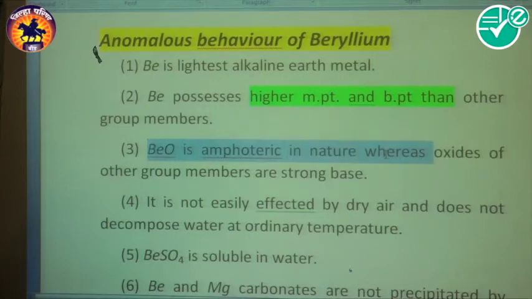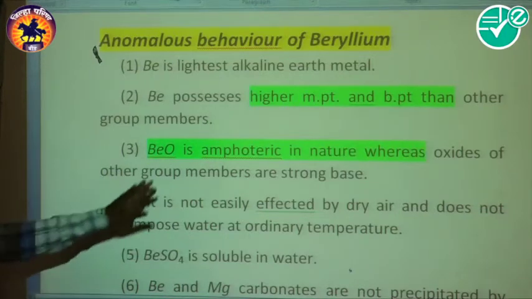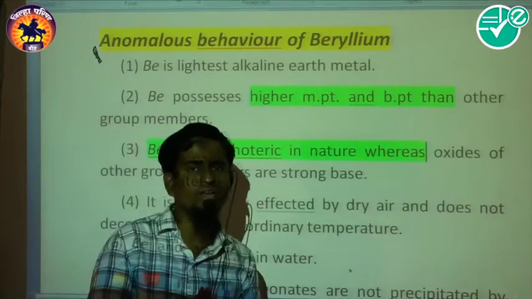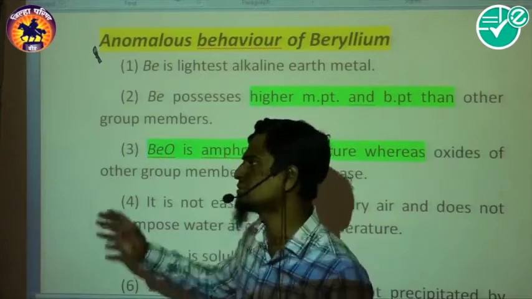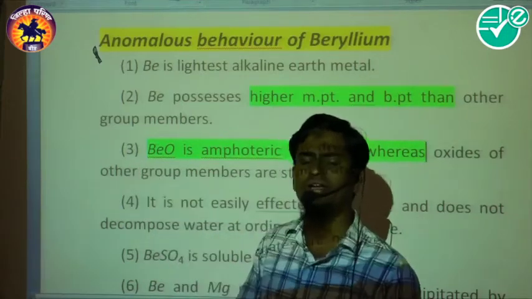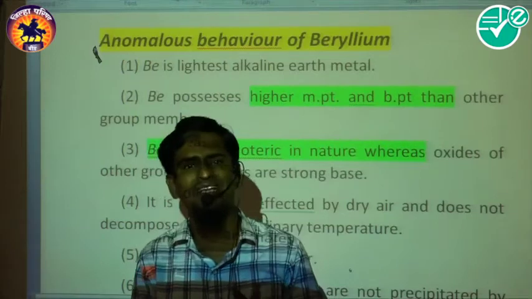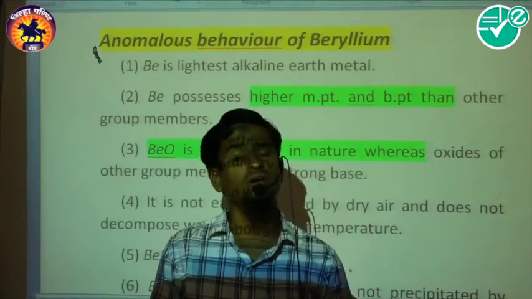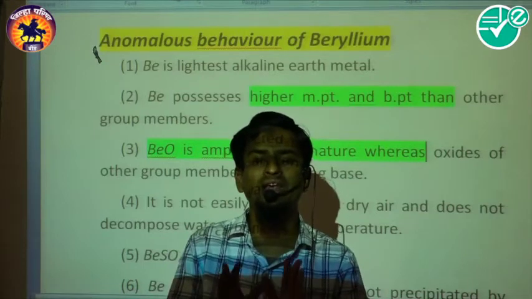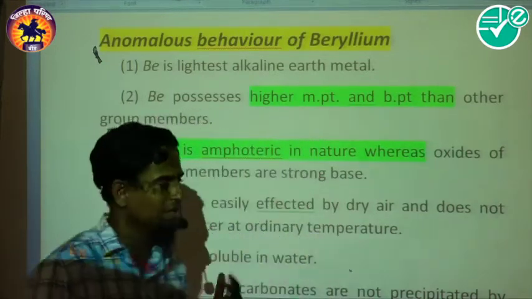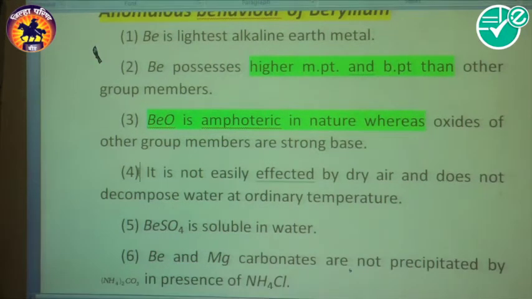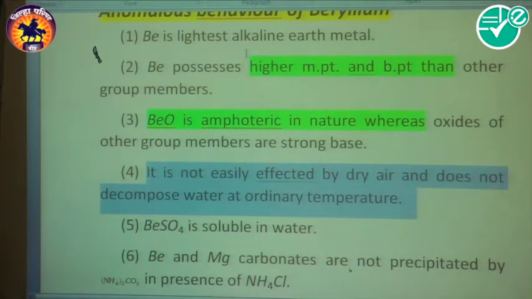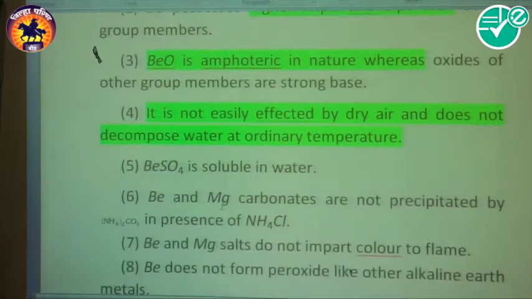Now remember one very important thing. Beryllium oxide is amphoteric in nature, that is, it acts as both acid and base. If you treat beryllium oxide with acid, it acts as a base. If you treat it with base, it acts as an acid. But other oxides of group 2, such as magnesium or calcium oxides, are totally alkaline in nature. It is not affected by air and does not decompose water at ordinary temperature.